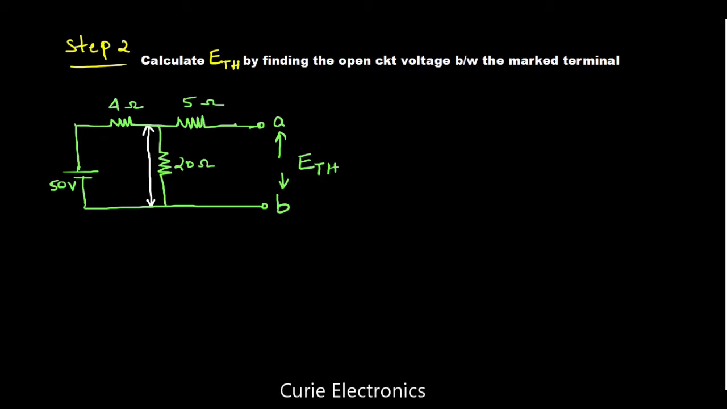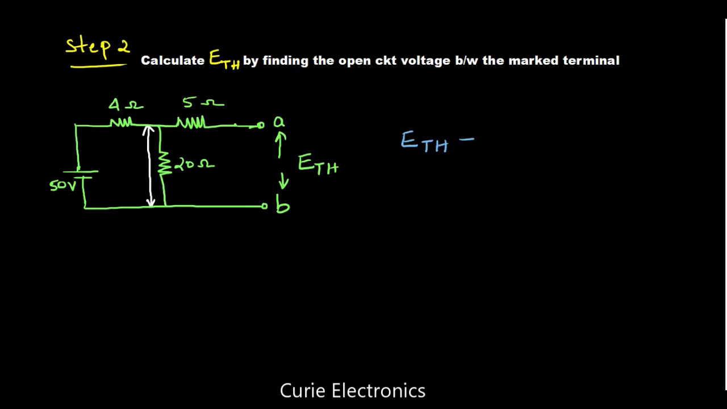So if you observe this circuit, our open circuit voltage, that is the voltage between A and B, is the same as the voltage across the 20 ohm resistor. This 4 ohm resistor and this 20 ohm resistor are connected like a potential divider. Now we will apply the potential divider rule, or voltage divider rule, and find the voltage across the 20 ohm resistor. That is, now we will find out ETH.